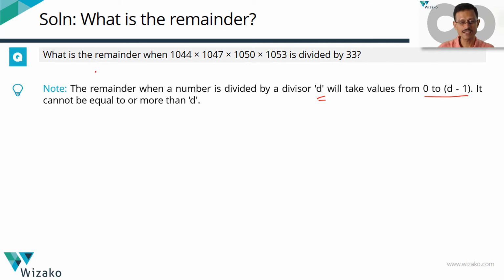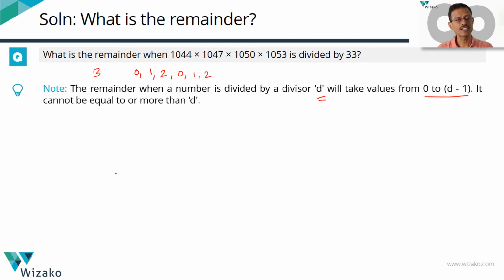To take a very simple example, you successively divide consecutive integers by 3 and check out what the remainders are going to be. Take 3 divided by 3, the remainder will be 0. 4 by 3, remainder is 1. 5 by 3, remainder is 2. 6 by 3, remainder is 0. 7 by 3, remainder is equal to 1. 8 by 3, remainder is equal to 2.